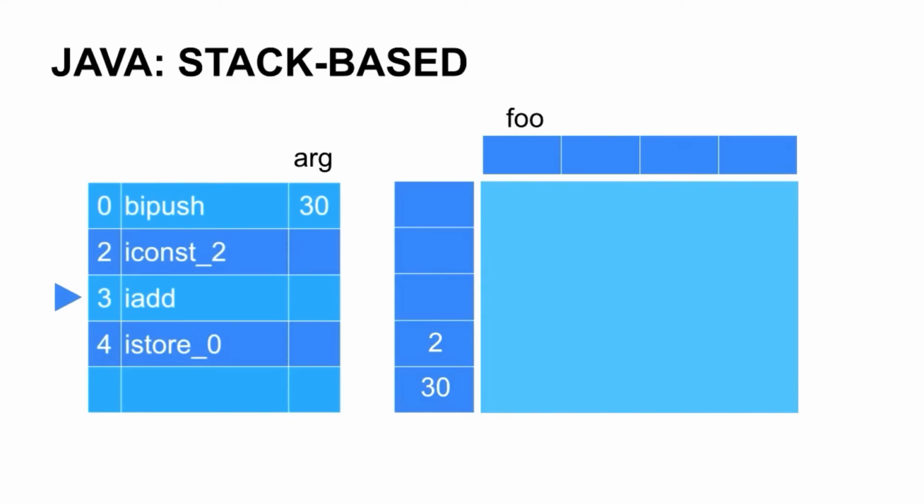That's why it's called zero-operand form. We don't have to specify our left-hand side, our right-hand side, or even our destination. It's implied. All of those things are the stack. We read from the stack, we write to the stack. Once that's done, we now have 32 at the top of our stack, and we use a special instruction, istore_0, to store into the first local variable slot, which happens to be foo. And now our operation is complete. So it took us 4 instructions and 5 bytes to add 30 and 2 together.